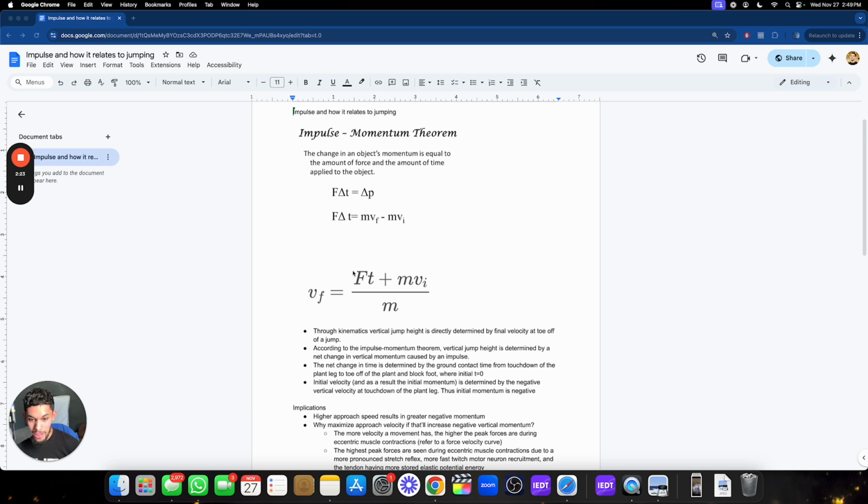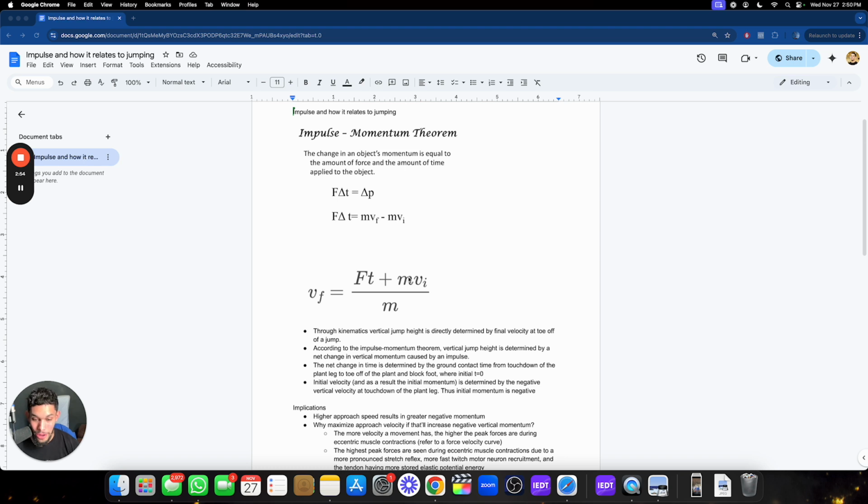So again, this is how much force you're generating. This is how much time you're on the ground for, your ground contact time. This is how much you weigh. Initial momentum is your momentum at touchdown of the block foot. So think about all the speed you just generated from your approach, and it is negative because it's an eccentric force. It's a negative force. And then right here is your mass. So the less you weigh and the more force you can apply, the higher you're going to jump.